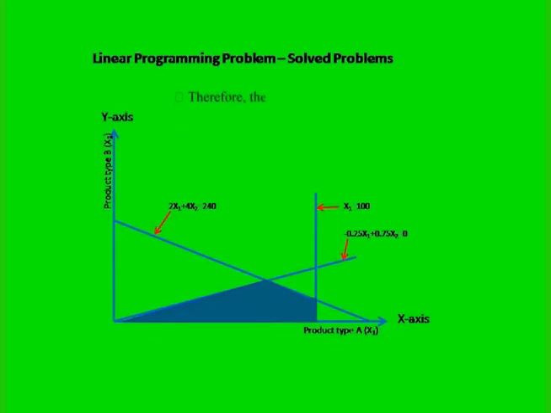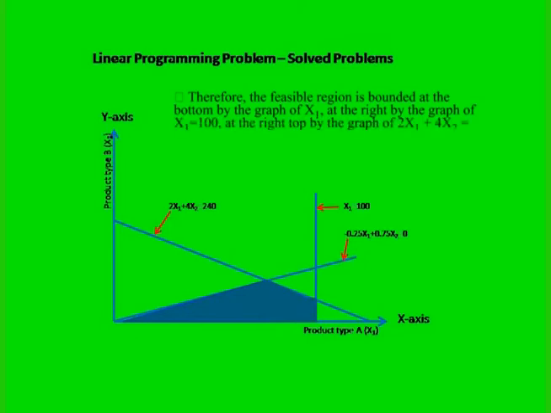Therefore, the feasible region is bounded at the bottom by the graph of x1, at the right by the graph of x1 is equal to 100, at the right top by the graph of 2x1 plus 4x2 is equal to 240, and at the left top by the graph of negative 0.25 x1 plus 0.75 x2 is equal to 0.